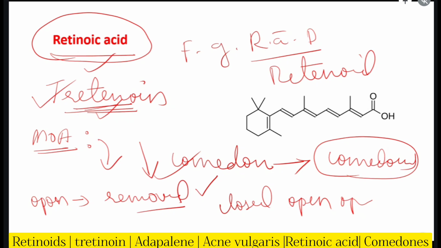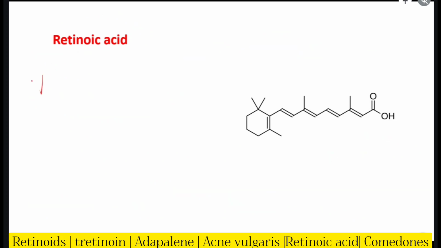And in detail, if we see the mechanism, how they differentiate the cells and help in formation of cyclic AMP, cyclic GMP, and all that is not required for us. Retinoic acid removes the closed and open comedones, simple, and it decreases the formation of new comedones, simple. This is about tretinoin mechanism. And see, tretinoin has some drawbacks, let me tell you.